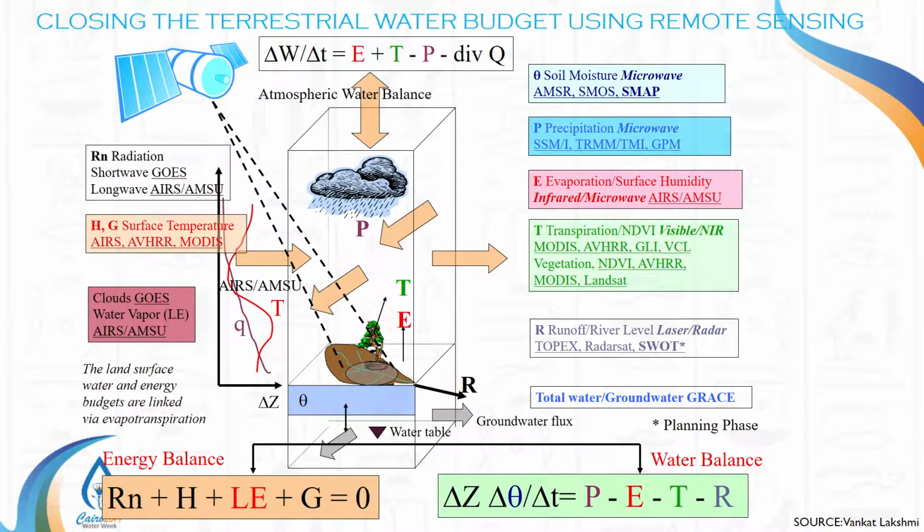As you can see, there are different ways of looking into radiation, shortwave or longwave, surface temperatures, clouds, subland processes, and on the other side, evapotranspiration, evaporation, transpiration, soil moisture, precipitation, and runoff. There are a lot of different methodologies where you can employ remote sensing or the increasing availability of remote sensing data in order to address some of the issues and to be able to close that water budget.